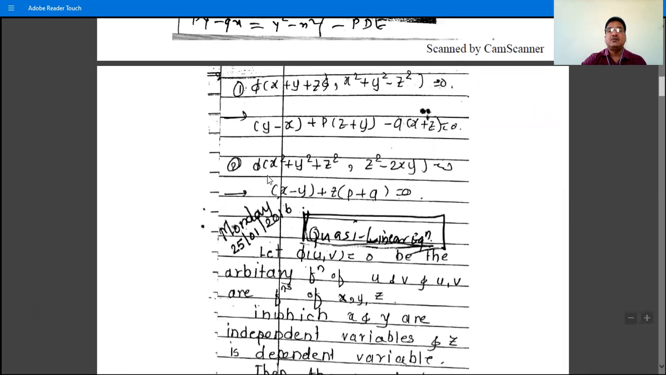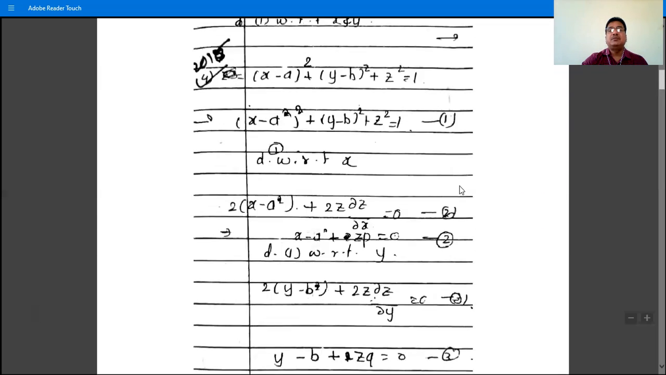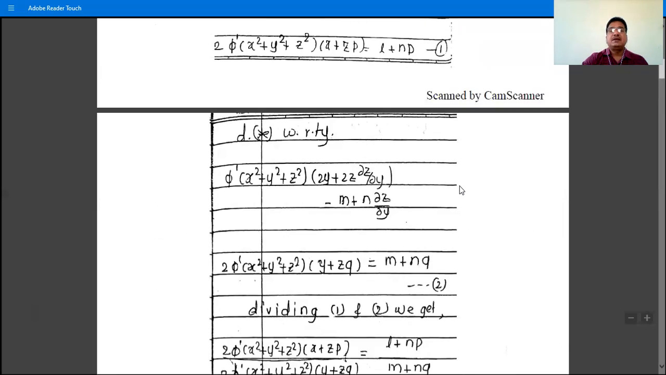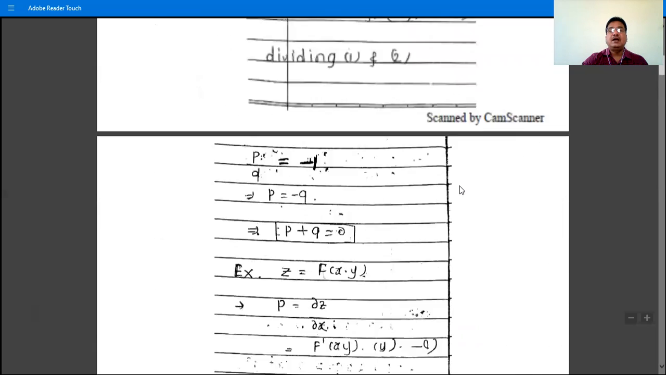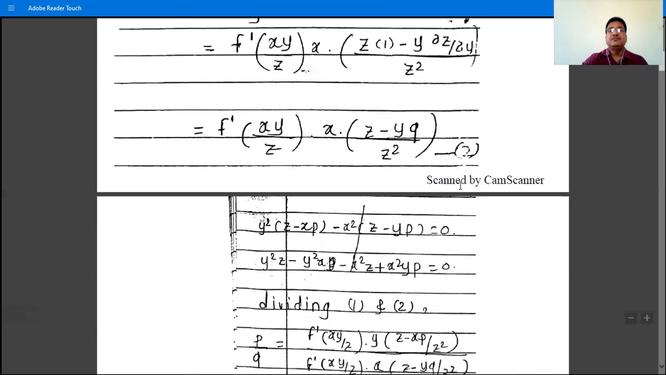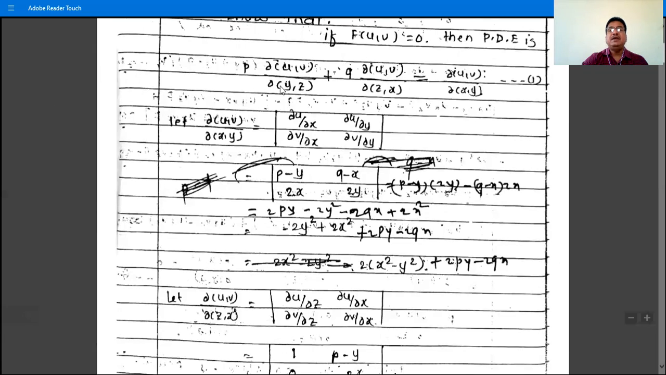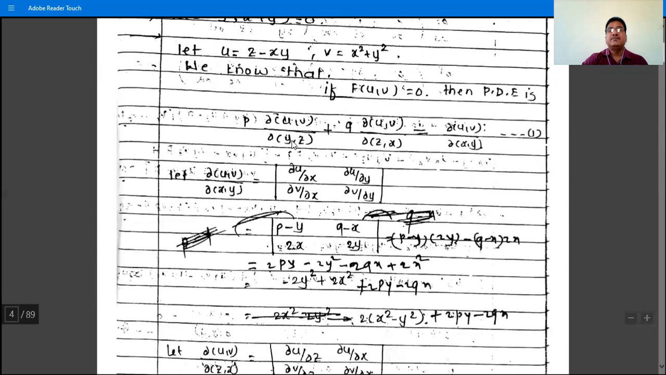The next problem is again of the same type, phi of x square plus y square plus z square comma z square minus 2xy. So this is a problem of the type f of u, v is equal to 0, and so we have this answer. If the problem is of the type f of u, v is equal to 0, then this is the procedure. The formula for f of u, v is equal to 0 is: p times del(u,v)/del(y,z) plus q times del(u,v)/del(z,x) is equal to del(u,v)/del(x,y).